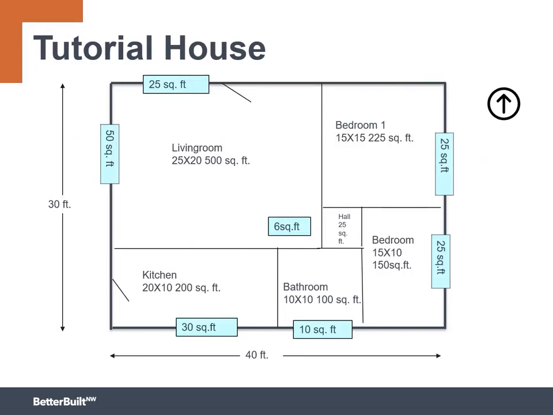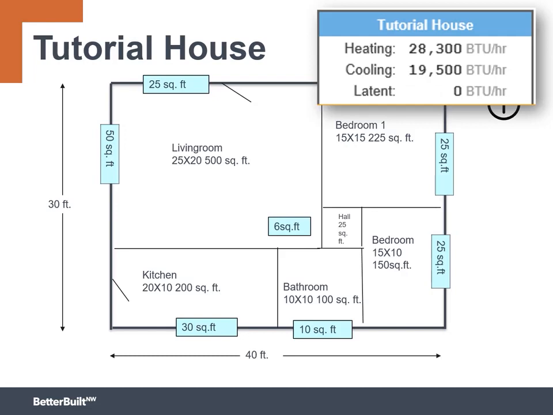So if you've watched the other tutorials, this house is very familiar to you. It's a very simple design, has a heating load of 28,000 BTUs per hour at design, and a cooling design load of 19,500 BTUs per hour. It doesn't have any latent load because the location we used for the weather file was Kennewick, Washington. And Bruce will be covering some of the details of duct design for this very simple house.